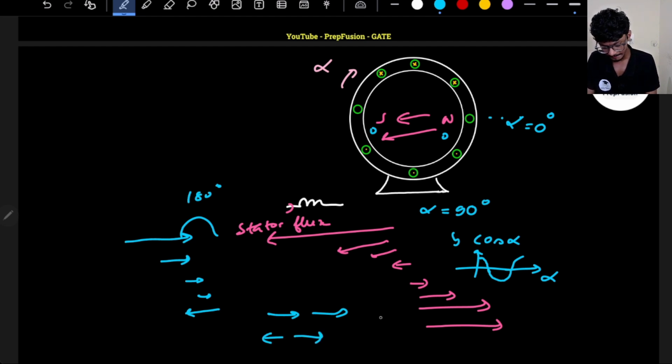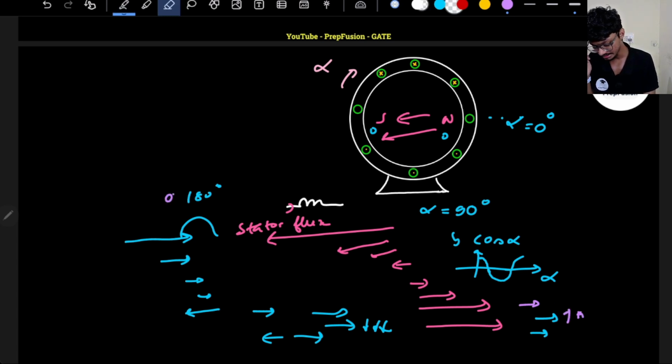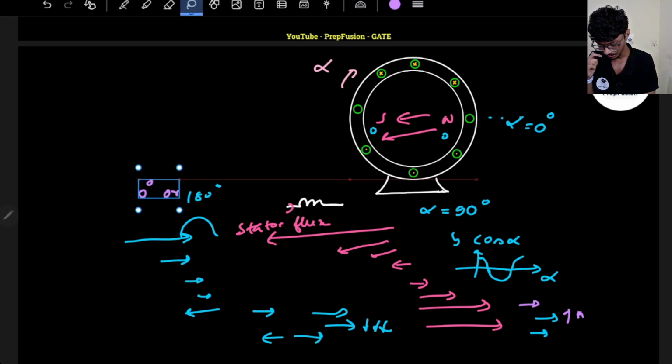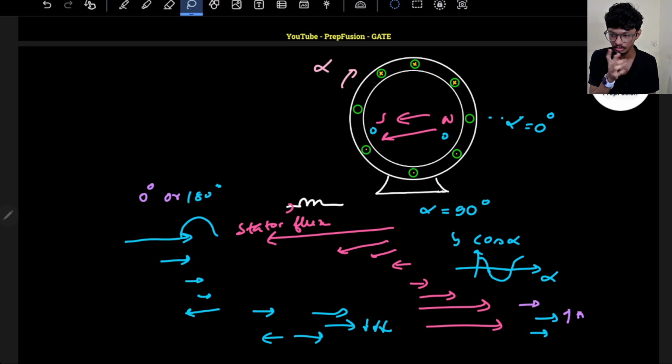When same, let's say this stator flux is reducing. Stator flux is trying to reduce, so rotor flux will try to make it increase. So rotor flux also will be in this direction, but it will try to increase the flux because the rotor opposes the behavior of the stator. So if the stator flux is on the right hand side but it is reducing, rotor will provide additional flux in the same direction to increase it. So the angle between the stator flux and the rotor flux will be 0 degrees or 180 degrees.